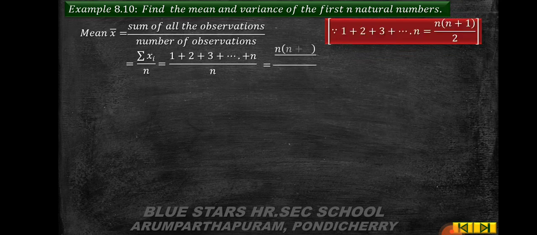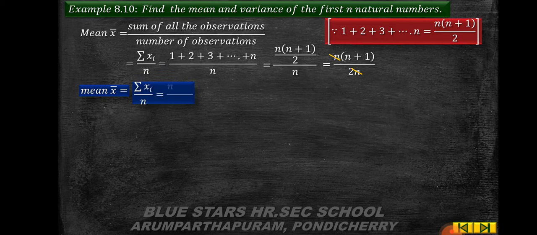Therefore, 1, 2, 3 etc. up to n is equal to n into n plus 1 by 2. Already we learned the formula in unit 2, numbers and sequence. So, which is equal to n into n plus 1 by 2 divided by n. So n into n plus 1 by 2n. So n and n get cancelled. You get n plus 1 by 2. So mean x bar is equal to summation xi by n is equal to n plus 1 by 2.